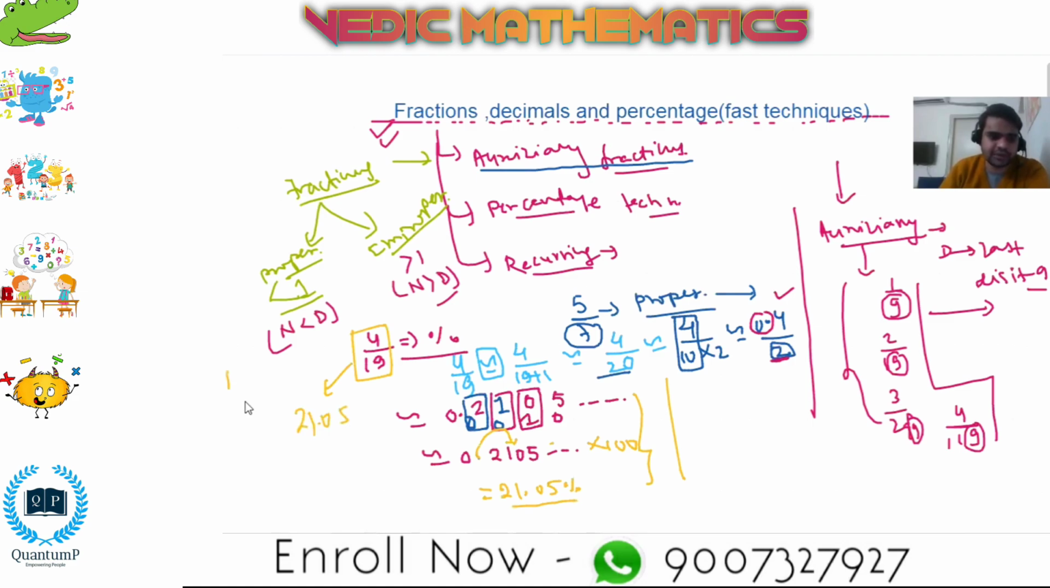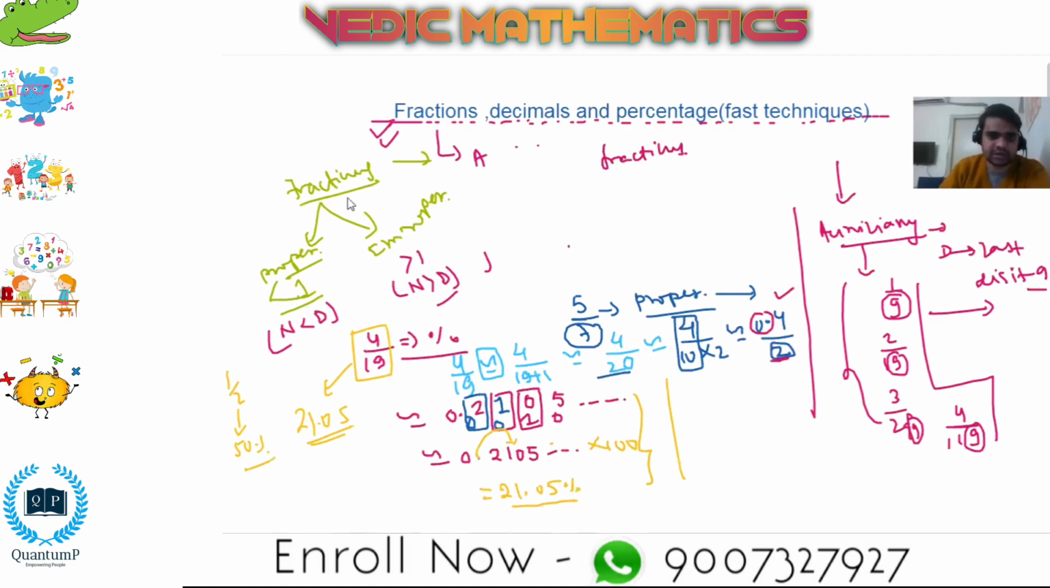As we know that 1 by 2 is 50%, in a similar way, 4 by 19 we can write as 21.05. So you have to make a table for this auxiliary fraction to use it. Okay, let's have another one. I'm just rubbing the upper portion and I'm just writing another sum.